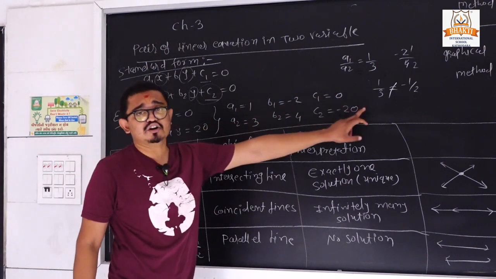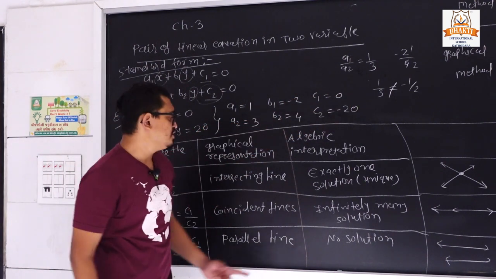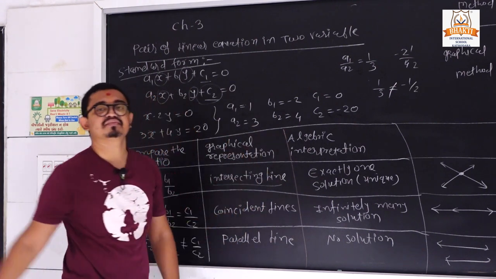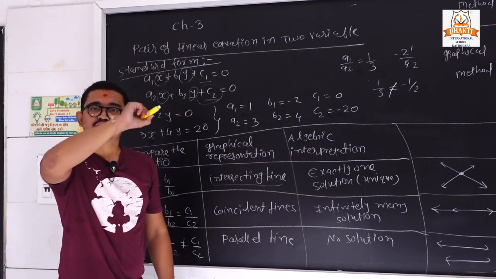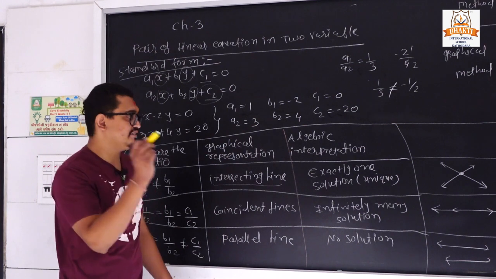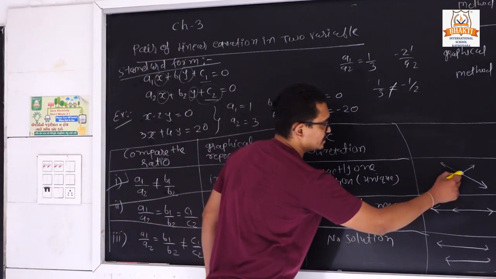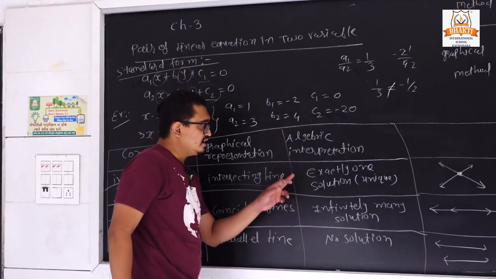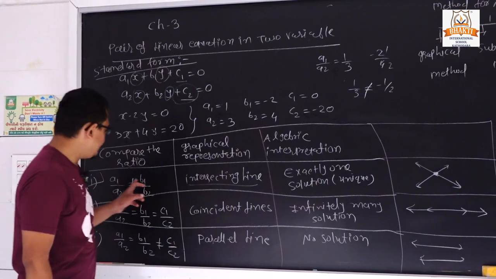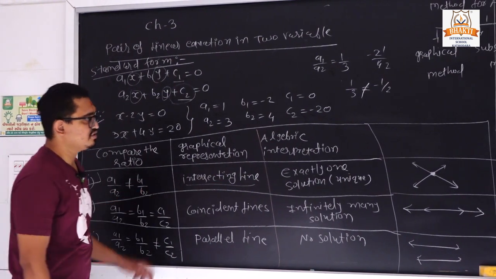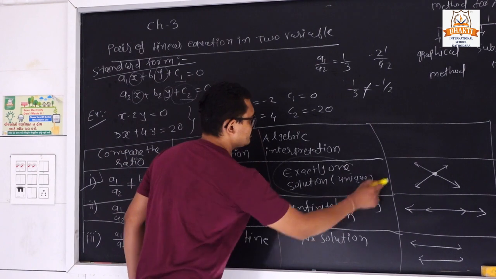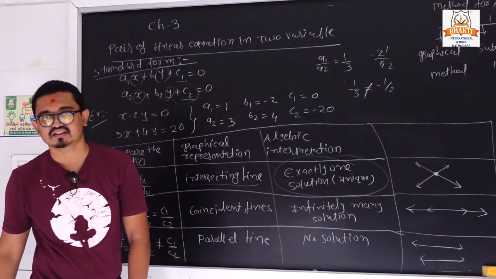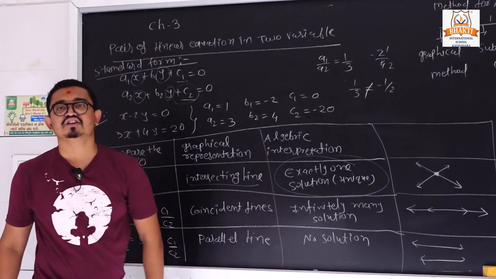If we find the solution and draw the graph, they are intersecting. These two lines intersect at one single point. I am also showing that. So if this condition is satisfied, we have only one solution. It means we can find the solution.